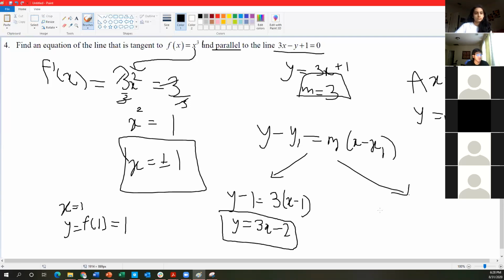The other equation would be, we would have to take x equals negative 1 now. And what would y be? Y is equal to f of negative 1. And what is f of negative 1? Negative 1. Negative 1. Good. So y plus 1 equals 3 times x plus 1. So this would be y equals 3x plus 3 minus 1, which is plus 2, right?